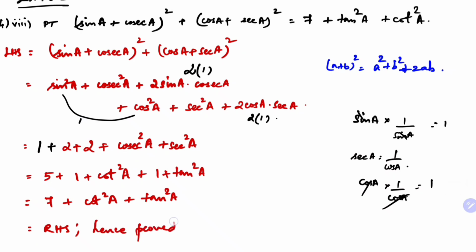We have to keep the identities at our fingertips. Cosecant square A is 1 plus cot square A and secant square A is 1 plus tan square A.